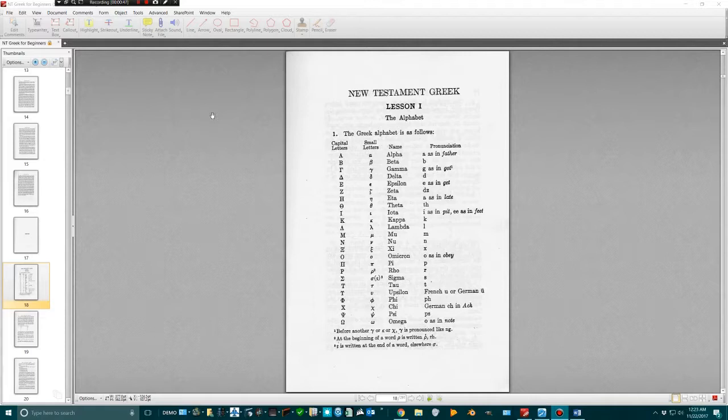Next letter is epsilon. Epsilon. This is an E as in get. Practice these letters. I would suggest that you practice writing them out. Epsilon would be a C with a horizontal line through the middle of it.